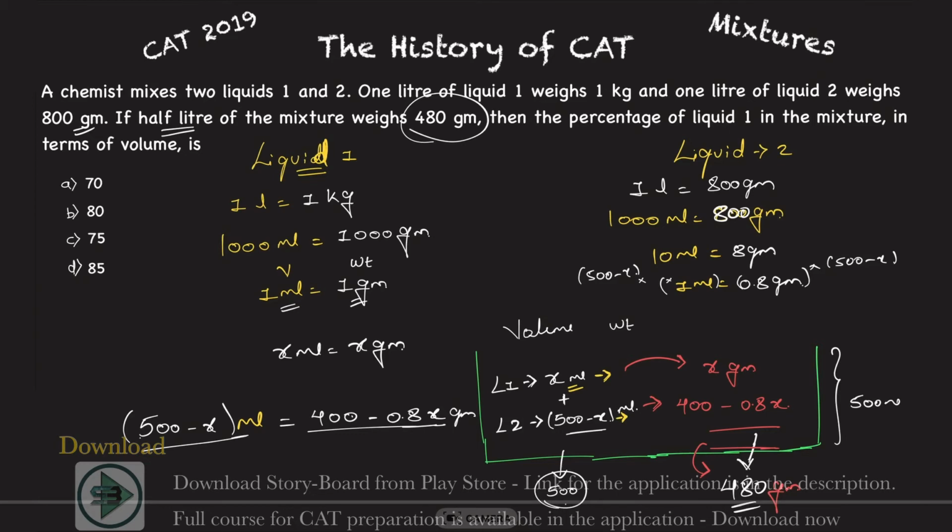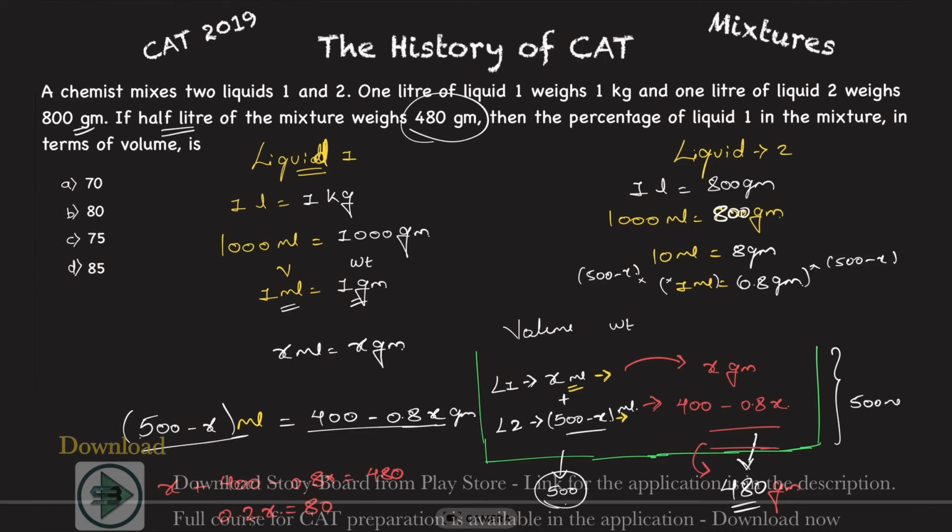Now if I add the two, what will I get? If I add the two, x plus 400 minus 0.8x is equal to 480. Okay, so what is the answer of this now? This is equal to 480 minus 400 is equal to 80, and this is equal to 1 minus 0.8, that is 0.2x. Correct. So x turns out to be what now?